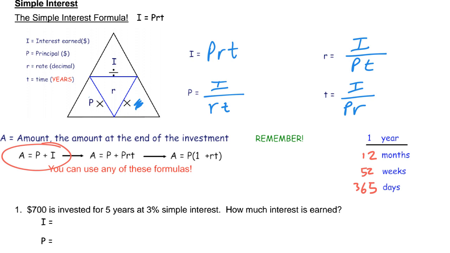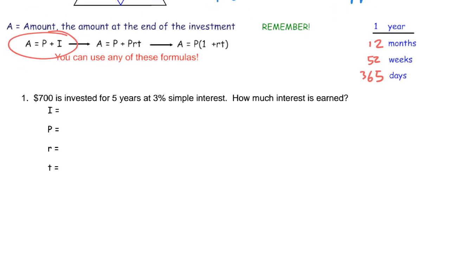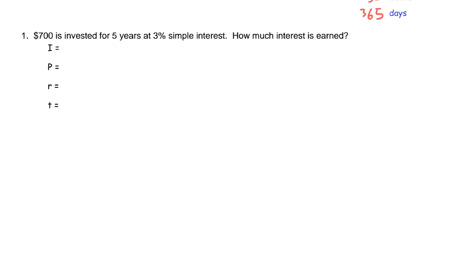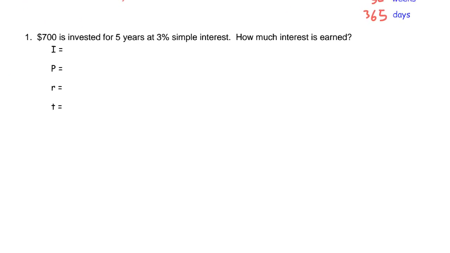So let's go and do a simple problem here. So let's take a look at this example. This is example 1. It says $700 is invested for 5 years at 3% simple interest. How much interest is earned?